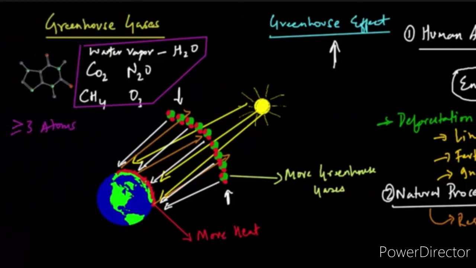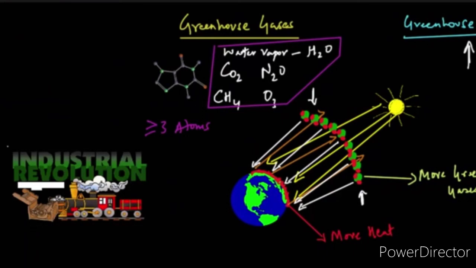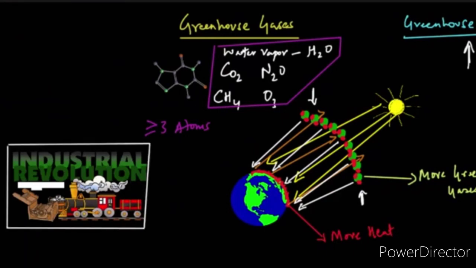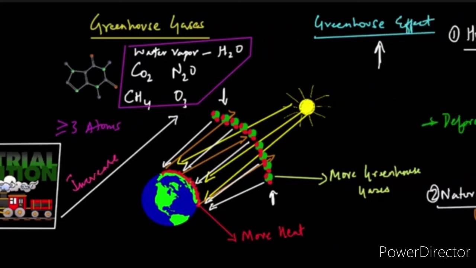Now, since the Industrial Revolution, human activities have led to a sharp, dangerous increase of these gases within the Earth's atmosphere. And the more greenhouse gases you have in the atmosphere, the more heat stays on Earth.